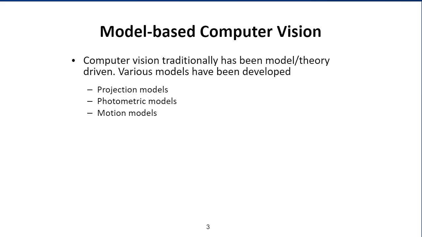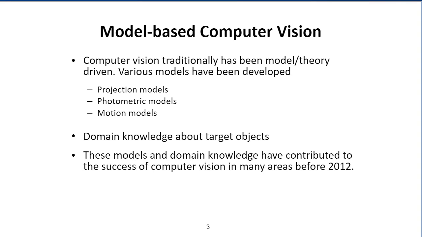Besides the model and the theory, traditional computer vision has also used domain knowledge about the target object. The domain knowledge may be from different disciplines, including neuroscience, biology, and physics. And in the past 50, 60 years, this theory and the domain knowledge served computer vision well, and they have led to success in many areas of computer vision before 2012.